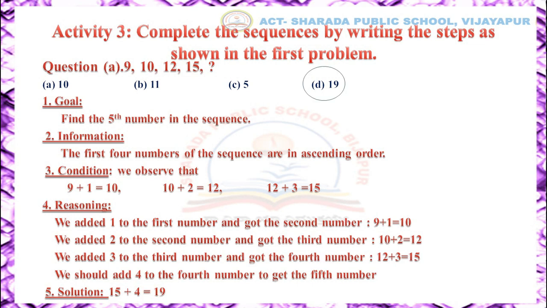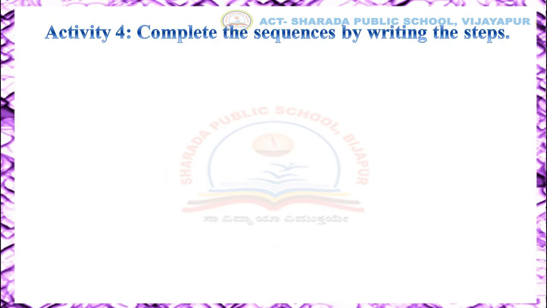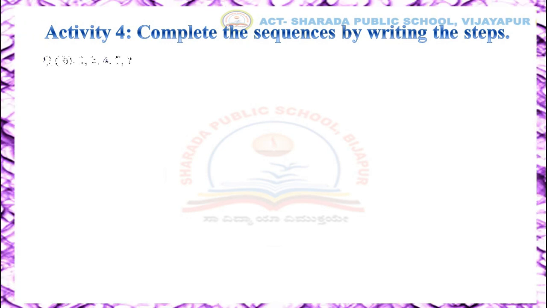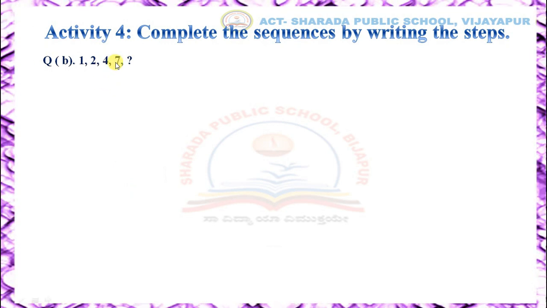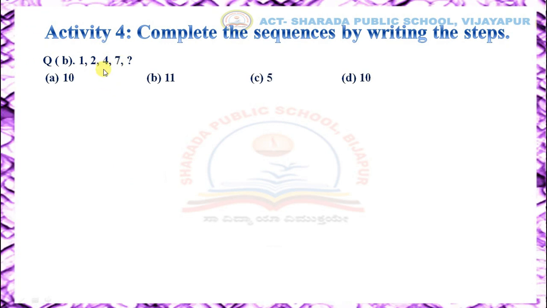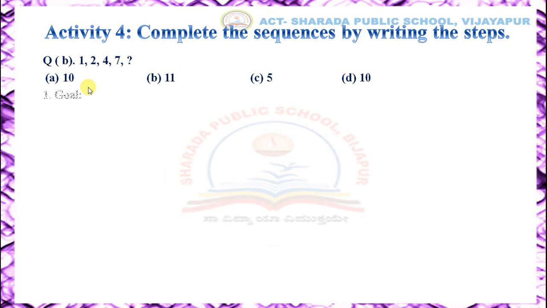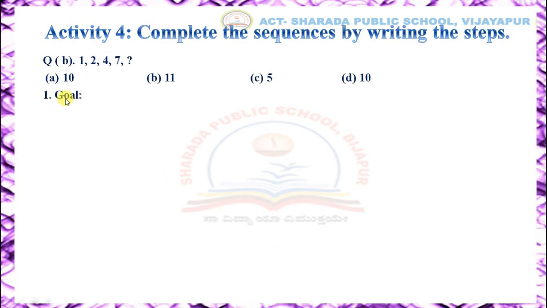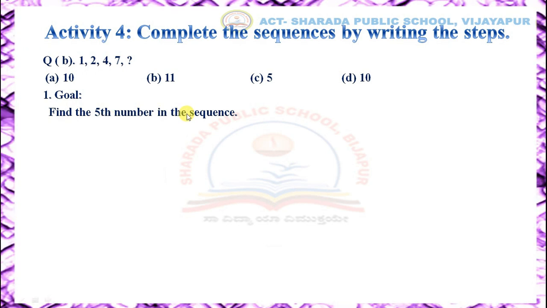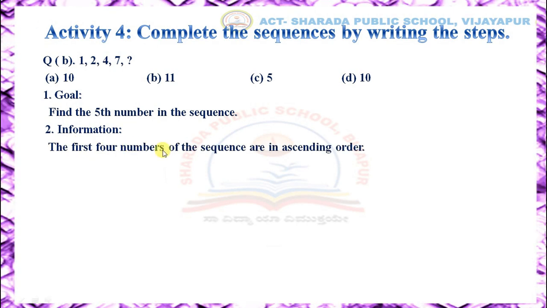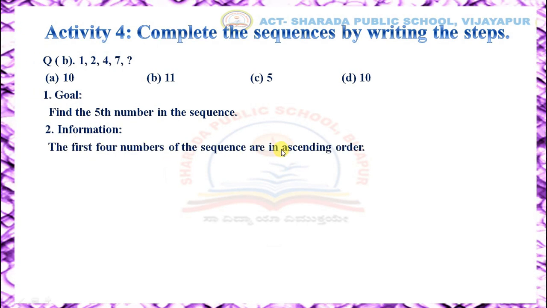Let us move to activity number 4. Complete the sequences by writing the steps. Question B. 1, 2, 4, 7. Here are the options. Step 1. Goal. Find the fifth number in the sequence. Second, information. The first 4 numbers of the sequence are in ascending order.